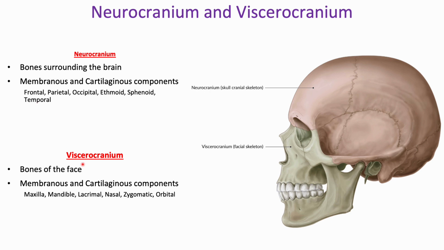Okay, so bones of the face, viscerocranium. Once again, there are going to be membranous and cartilaginous components, which we're going to talk about in future slides. But the big bones here to know are your maxilla, your mandible, your lacrimal bones, your nasal bones, zygomatic, and orbital bones. These are the big bones that form your viscerocranium, and we're going to go more into each one of these moving forward.